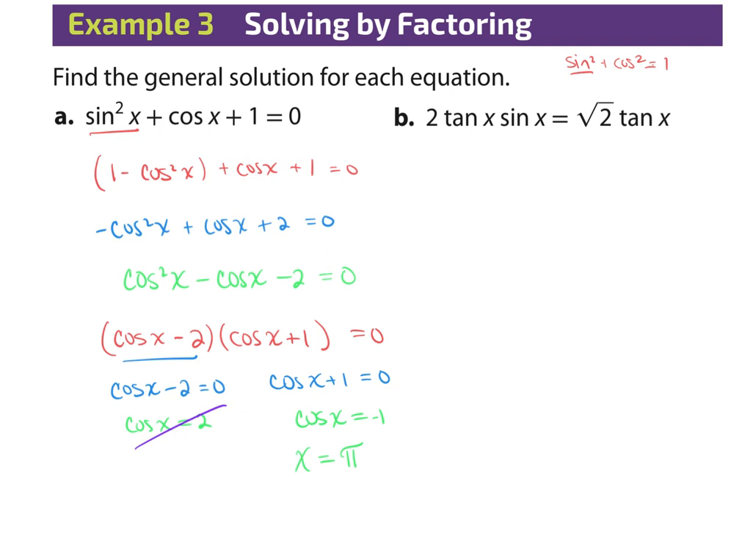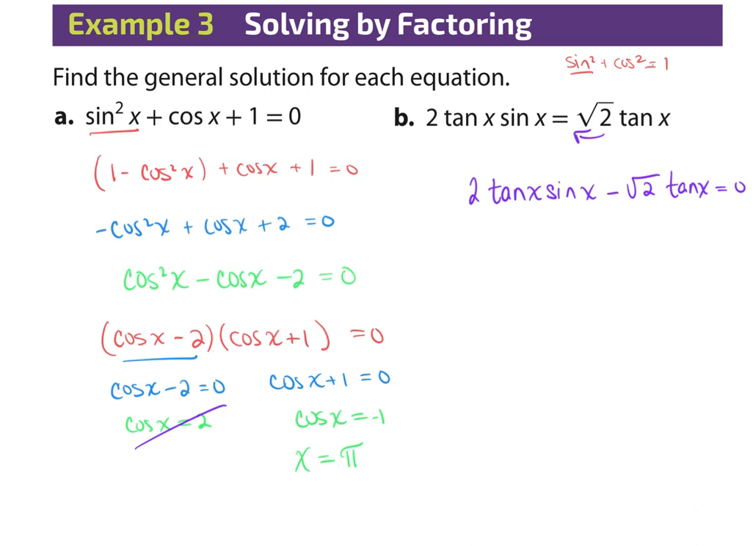Look at the next one. The next one seems to be completely disjointed. We have tangents and sines. That doesn't help me with Pythagorean identities for sure. I am still going to get everything to one side because I am still solving by factoring. So I'm going to move this guy over and I'm going to have 2 tangent x sine x minus the square root of 2 tangent x equals 0. I can solve by factoring here. This is basic factoring.